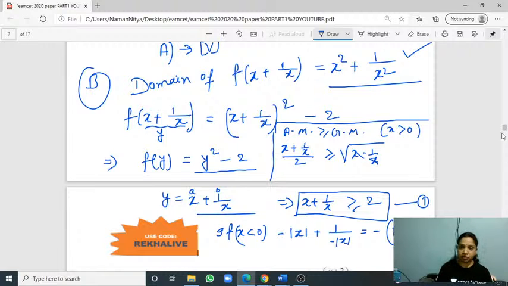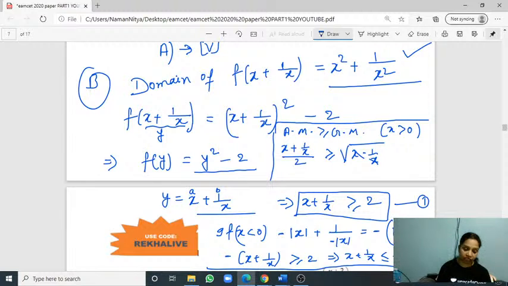So now from here, let me just try to finish till here only. What I am getting here, if I am taking again the arithmetic mean is greater than or equal to the geometric mean, in this case I'll get minus x plus 1 by x is greater than or equal to 2. So this implies x plus 1 by x is less than or equal to minus 2.